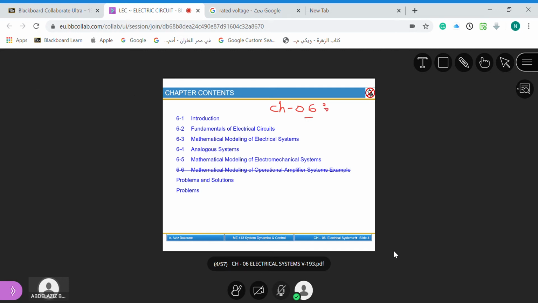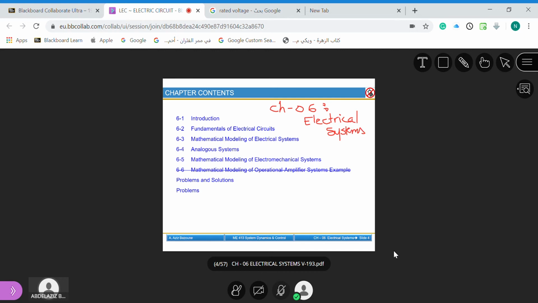We finished chapter 4, as you see. We took just one lecture. It's just the Laplace transform of the output over the input, where we defined it as the transfer function. So in electrical systems, we will do exactly the same way as we did for the mechanical system.